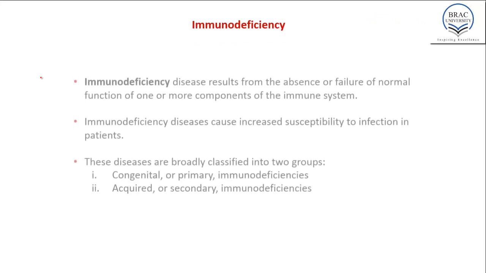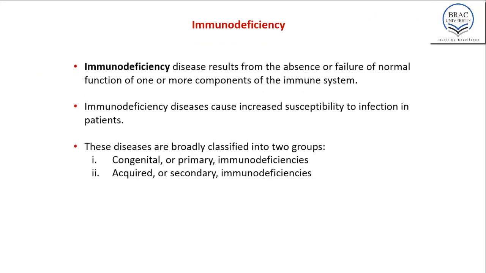What is immunodeficiency? Immunodeficiency is a disease that results from the absence or failure of normal function of one or more components of the immune system. So this is a disease condition that results from the absence or failure of one or more components of the immune system. So what are the components?